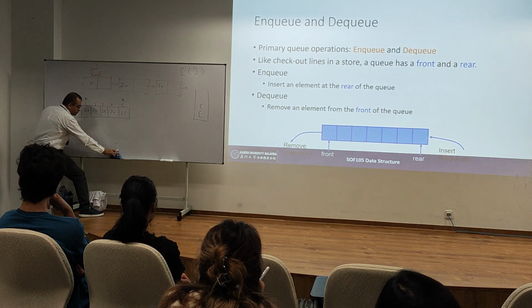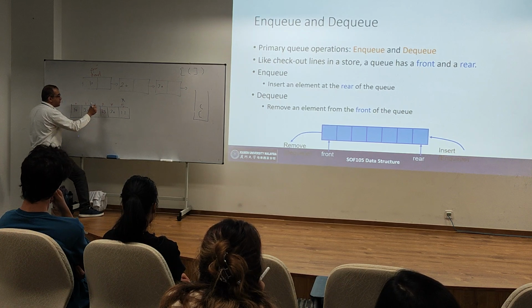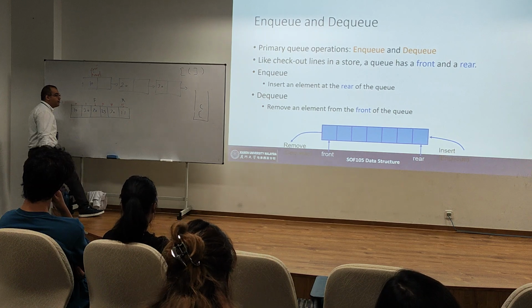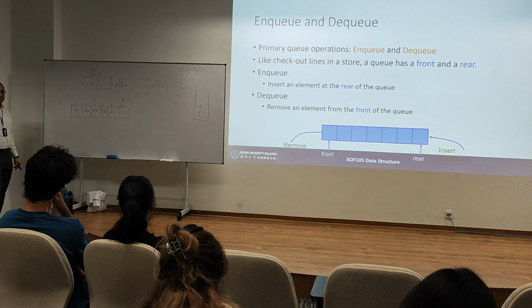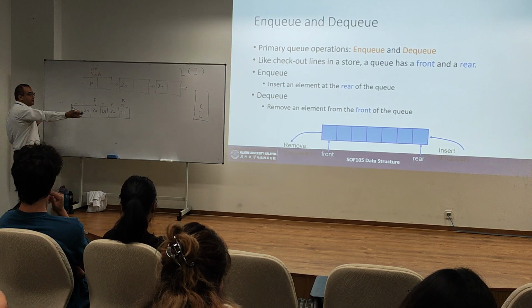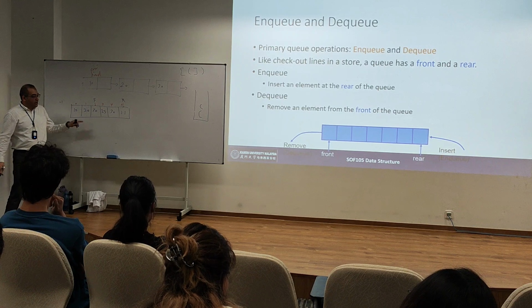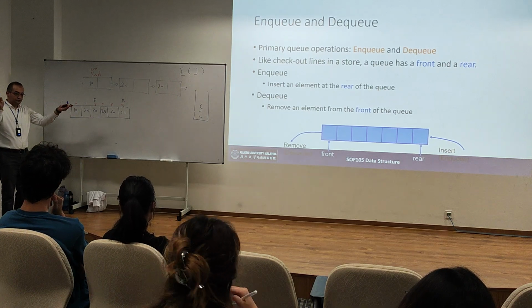Let's say I DQ again. What did you do? Front plus plus, correct? Why did he tell me front plus plus? Because if I move front, my queue begins from here and goes up to here. But notice what happened to my array size. My array size used to be the entire array. Now how many positions did I lose? 2.